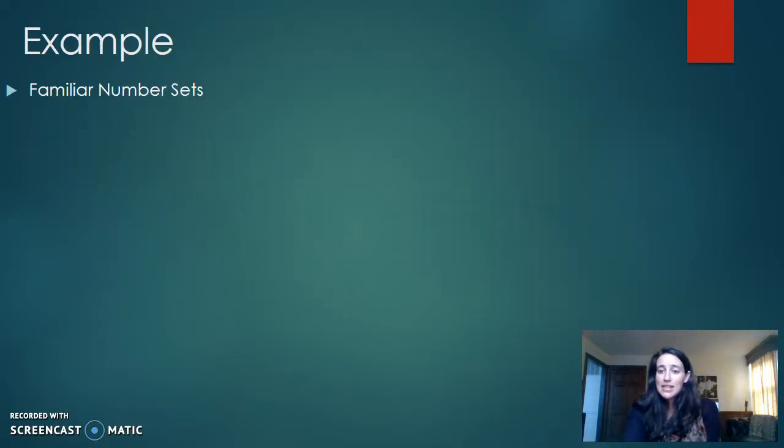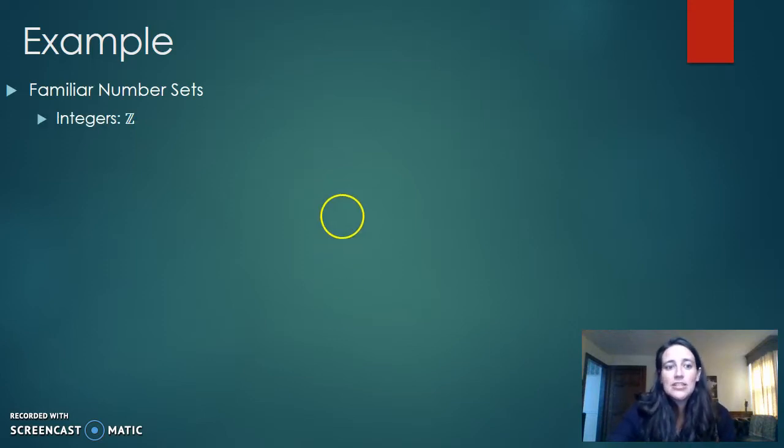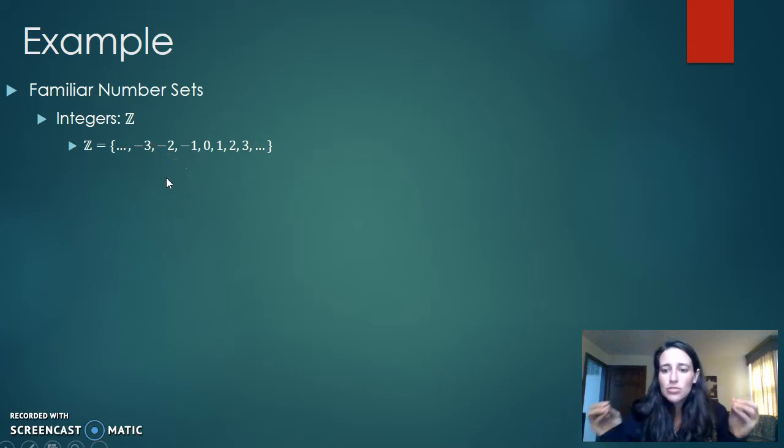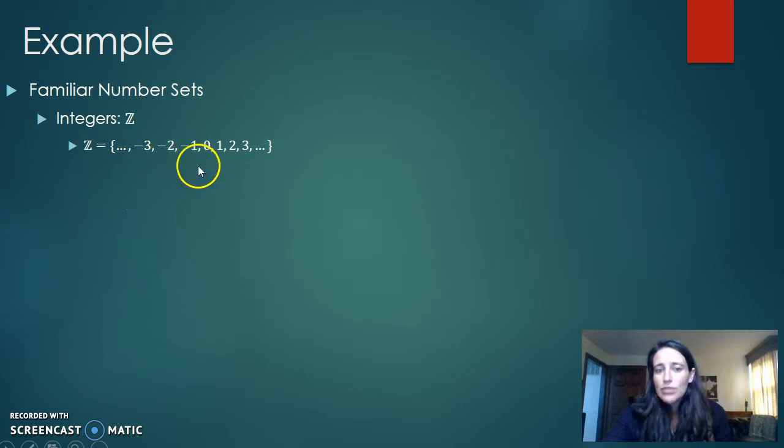So there are some number sets that I want you to be familiar with in this class. So let's just review those so that you can recognize them. We have the set of integers. The integers are represented by this double bar Z. And the integers are all the numbers that you would traditionally use to label a number line. So they span from negative infinity to positive infinity, and they contain numbers like -3, -2, -1, 0, 1, 2, 3, and so on.